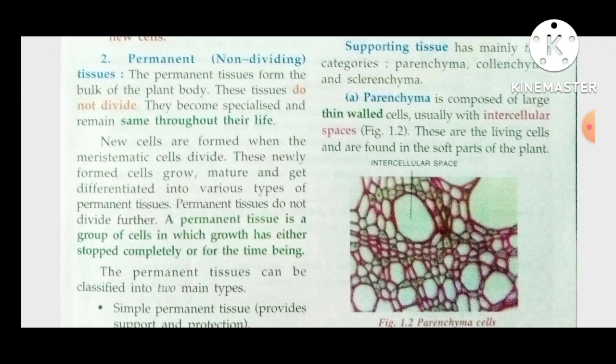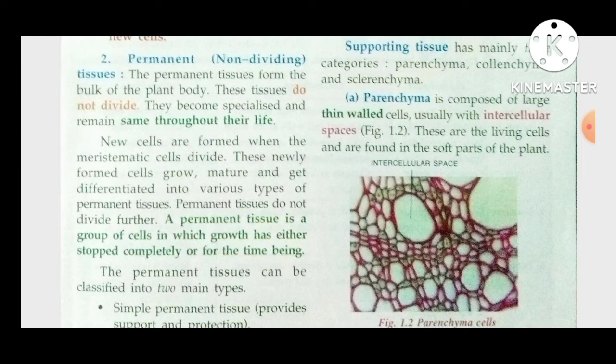These newly formed cells grow, mature, and get differentiated into various types of permanent tissue. Permanent tissue does not divide further. What is permanent tissue? Permanent tissue is a group of cells in which growth has either stopped or stopped for the time being. This means that new cells are formed when the meristematic tissue produces more cells, and after they are produced, they are taken up by the permanent tissue for the whole lifetime of the plant.